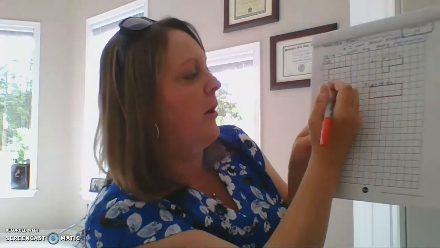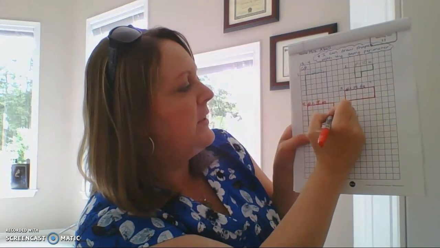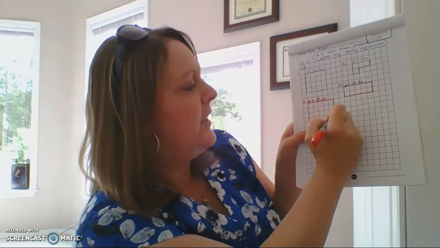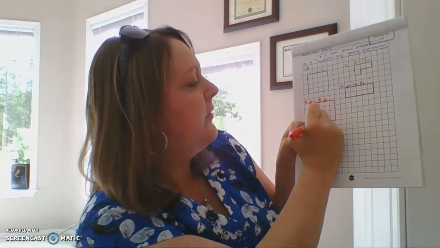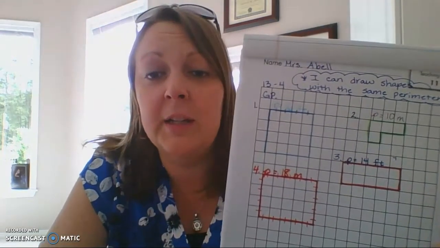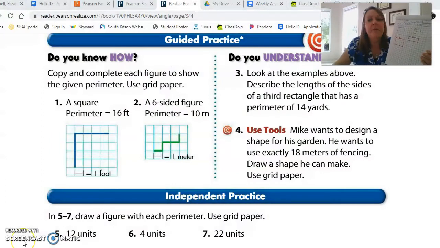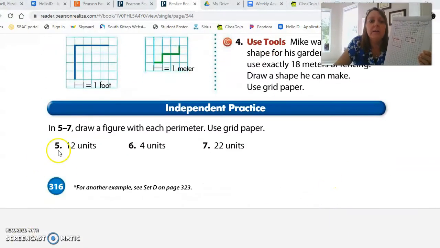as long as you can count the hash marks. So 1, 2, 3, 4, 5, 6, 7, 8, 9, 10, 11, 12, 13, 14, 15, 16, 17, 18. And I usually like to check at the end because sometimes I get carried away and just keep drawing my shapes. So remember, cut it in half and figure out. So down here we have numbers 5 through 7, it's the same thing where you're going to draw shapes with these given perimeters. Again, cut it in half.